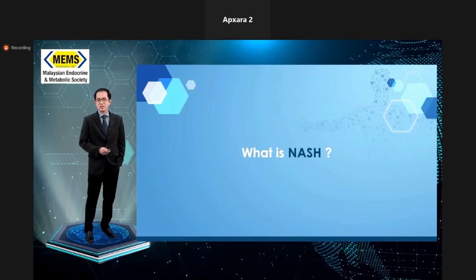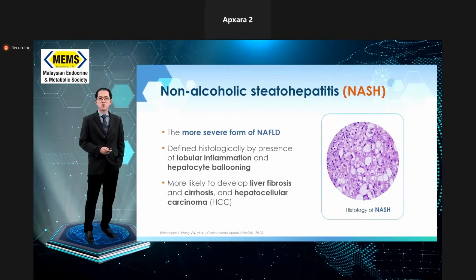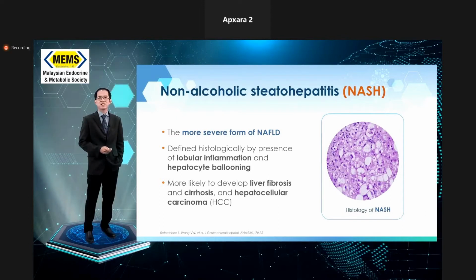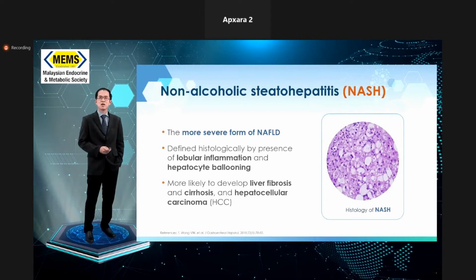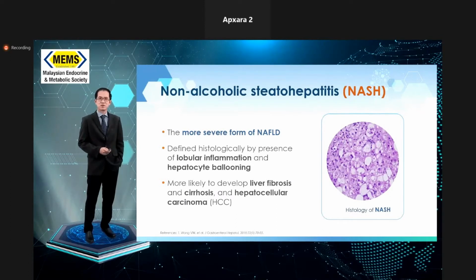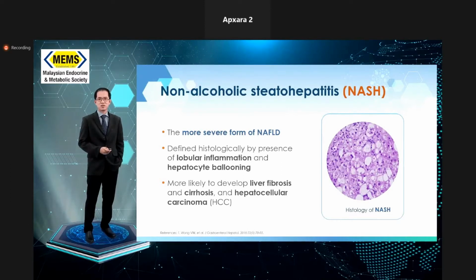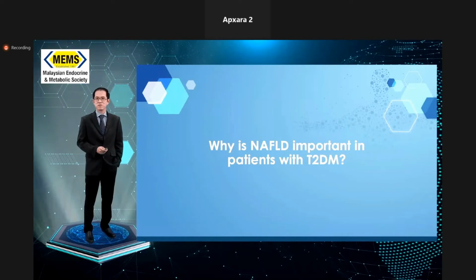What is NASH? Non-alcoholic steatohepatitis, or NASH, is the more severe form of NAFLD that is defined histologically by the presence of lobular inflammation and hepatocyte ballooning. Patients with NASH are more likely to develop liver fibrosis and cirrhosis and hepatocellular carcinoma. Why is NAFLD important in patients with type 2 diabetes mellitus?